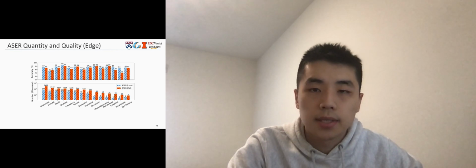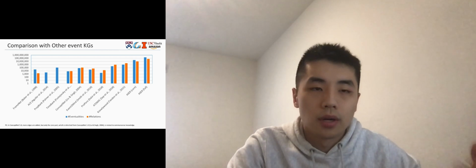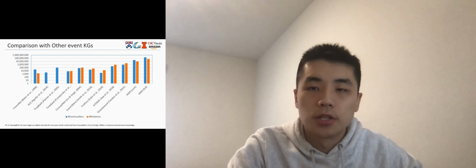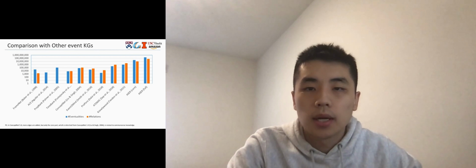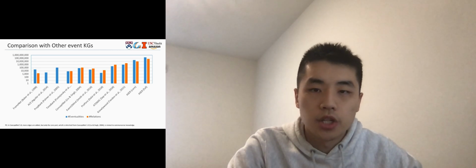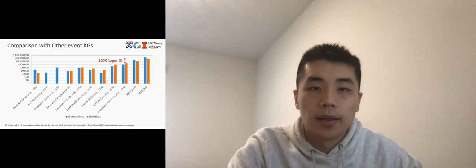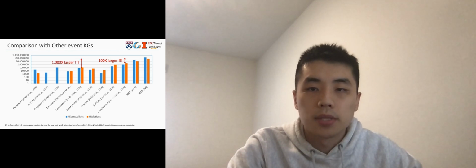So here is the comparison of all the aforementioned event-centric KGs we have built. Currently ASER is the largest one because it is automatically extracted from an unlabeled corpus. It's pretty cheap. By scanning a large-scale corpus, it is 100 times larger than Nollywood and 1,000 times larger than ConceptNet.